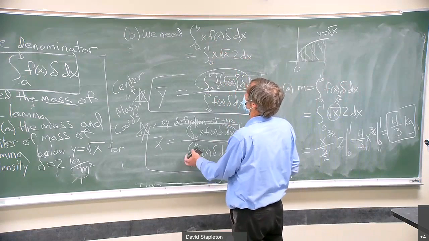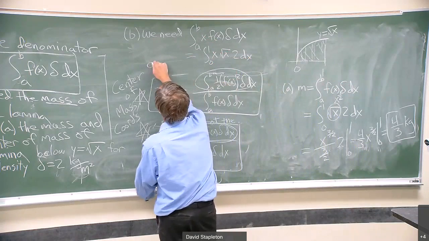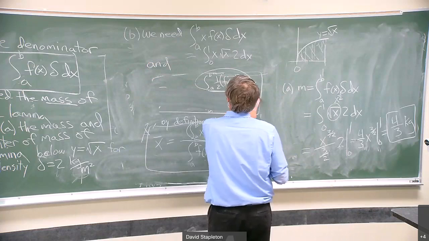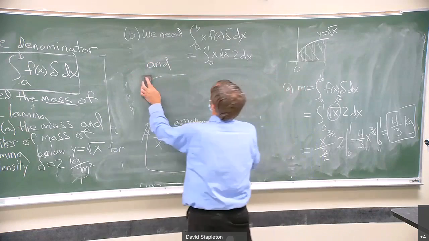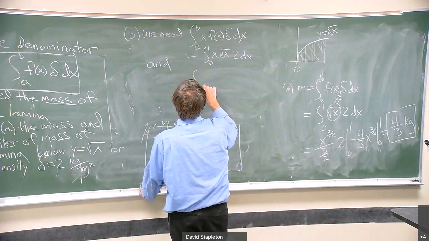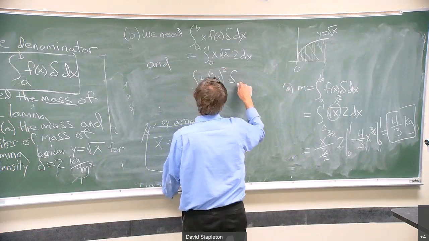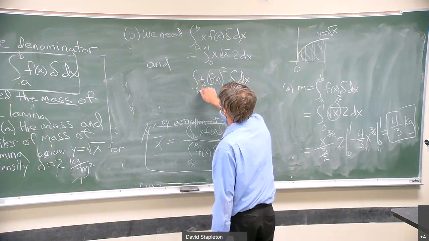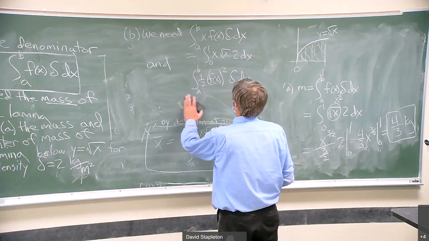And then y bar is this one. We'll need this one, so that we need that for x bar, and then we need this one for y bar. Let's just erase it. Integral of 1/2 f of x squared times delta dx, A to b, is the numerator of the y bar.